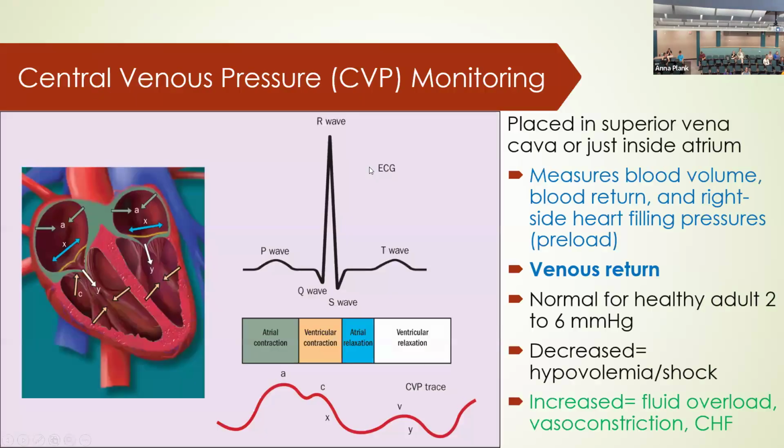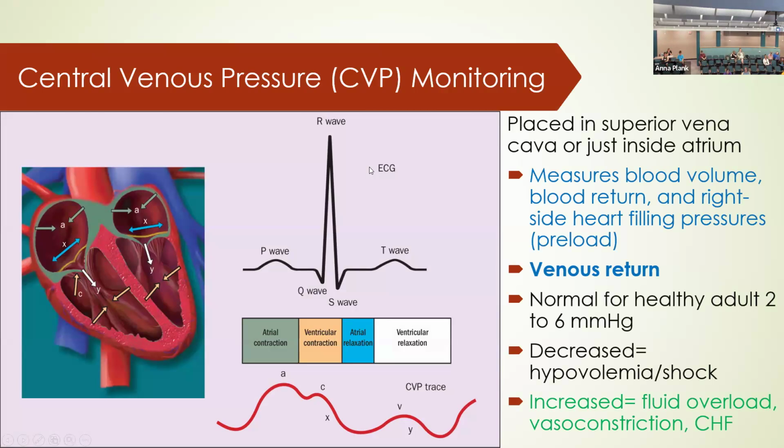Okay. Another one we're going to talk about: we're measuring the arterial pressure with the A-line, and we're going to measure the venous pressure with the CVP line. This is actually more invasive. It is threaded up to the top of the superior vena cava or into the right atrium, and it measures right there in real time the blood volume, the return, and the pressure in the right side of the heart. Remember, everything's coming back from the body and dumping into that right atrium, so that's where we get our information.